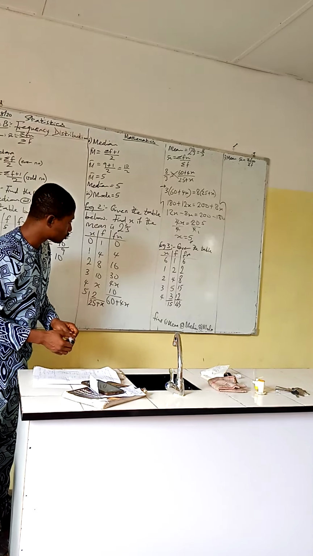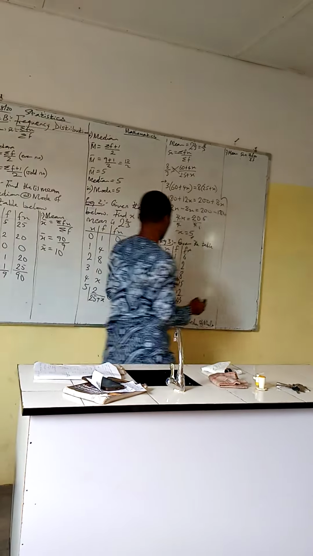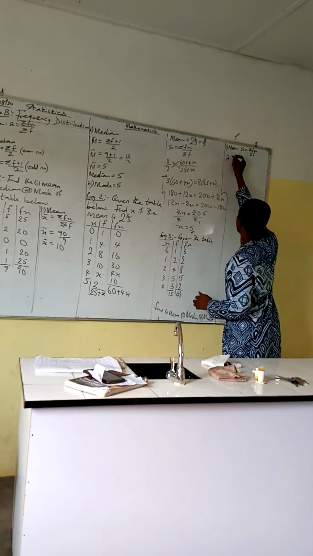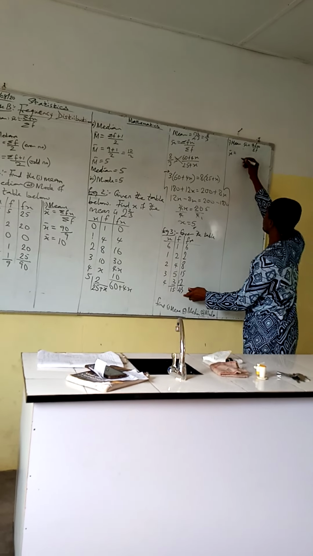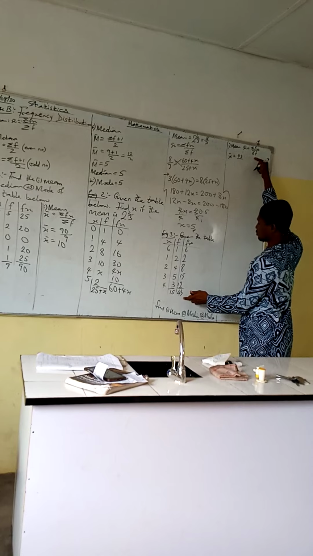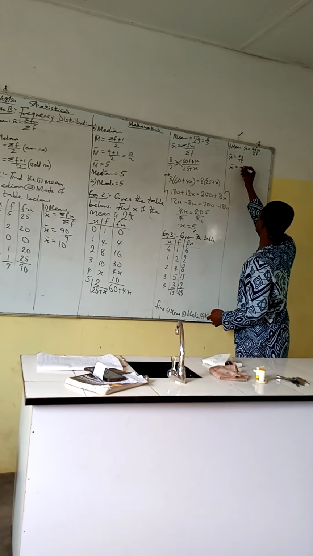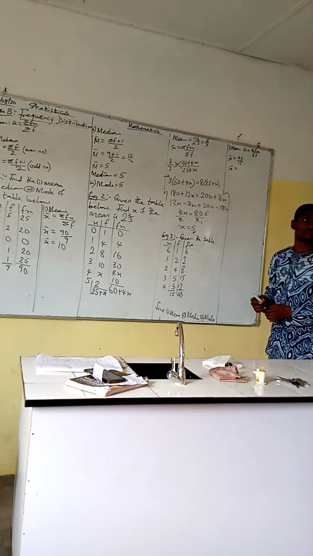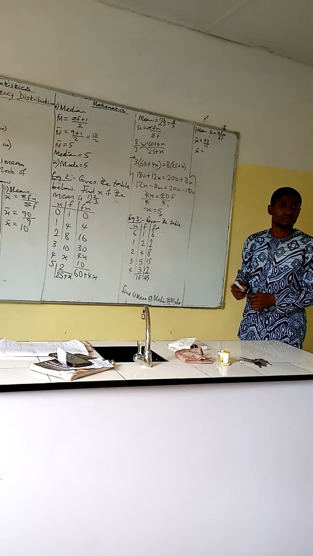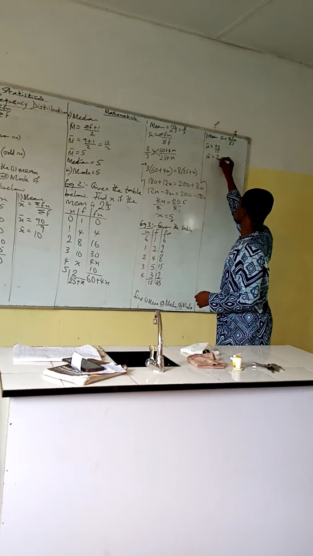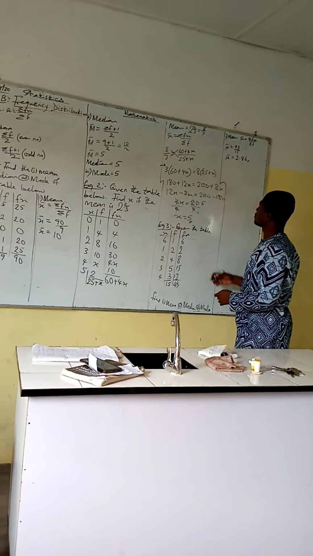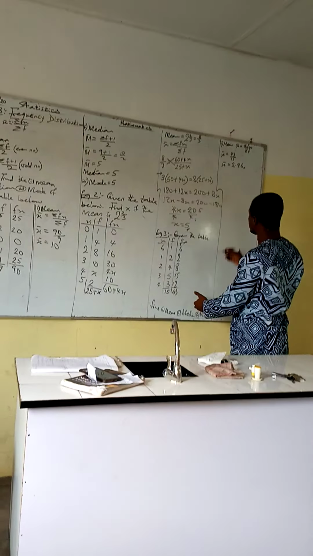Let's go. So our mean therefore equals summation fx, which is 43, over summation f, 15. Our mean equals 43 divided by 15, which is 2.86. Thank you. Let's go to the median.